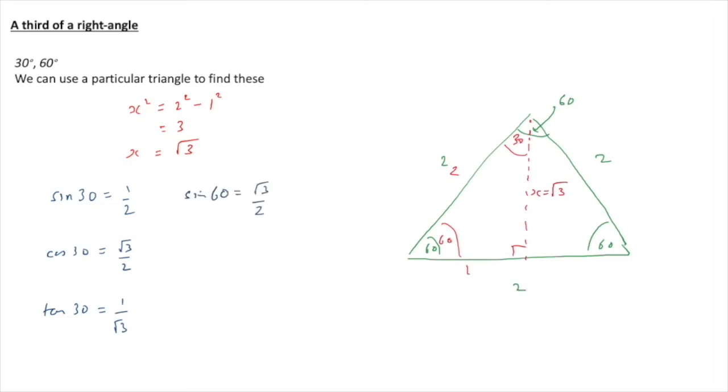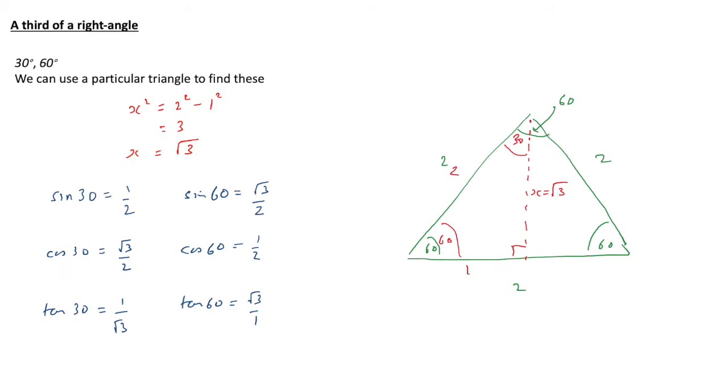For 60 degrees we look at the triangle the other way around, so we're now using the 60 degree angle at the bottom, so the opposite to that one is root 3 and the hypotenuse is still 2, so sine 60 is root 3 over 2. Cos 60 is the adjacent to the 60, which is 1 over the hypotenuse, which is 2, so that gives us a half, and tan 60 is the opposite to our 60 degree angle, which is root 3 over the adjacent, which is 1. And there's a little bit of tidying up we can do here.